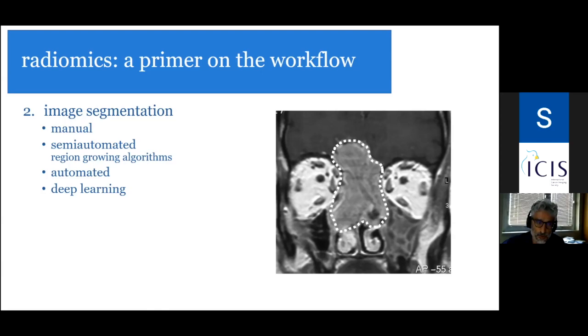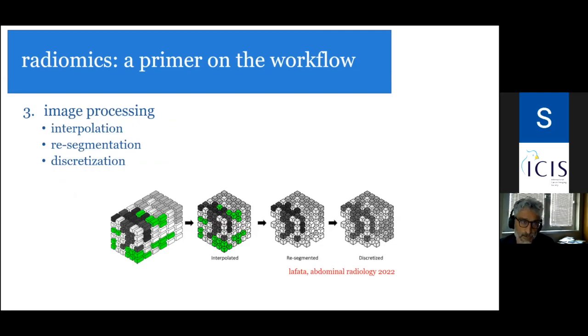But there are also automated segmentation methods and probably what is coming next and what will be the future is deep learning algorithms that are able to segment images, therefore reducing the time needed to obtain the information. The third step is image processing. Image processing may be simplified in the 3 steps that are represented in this picture taken from the literature. The first one is interpolation.